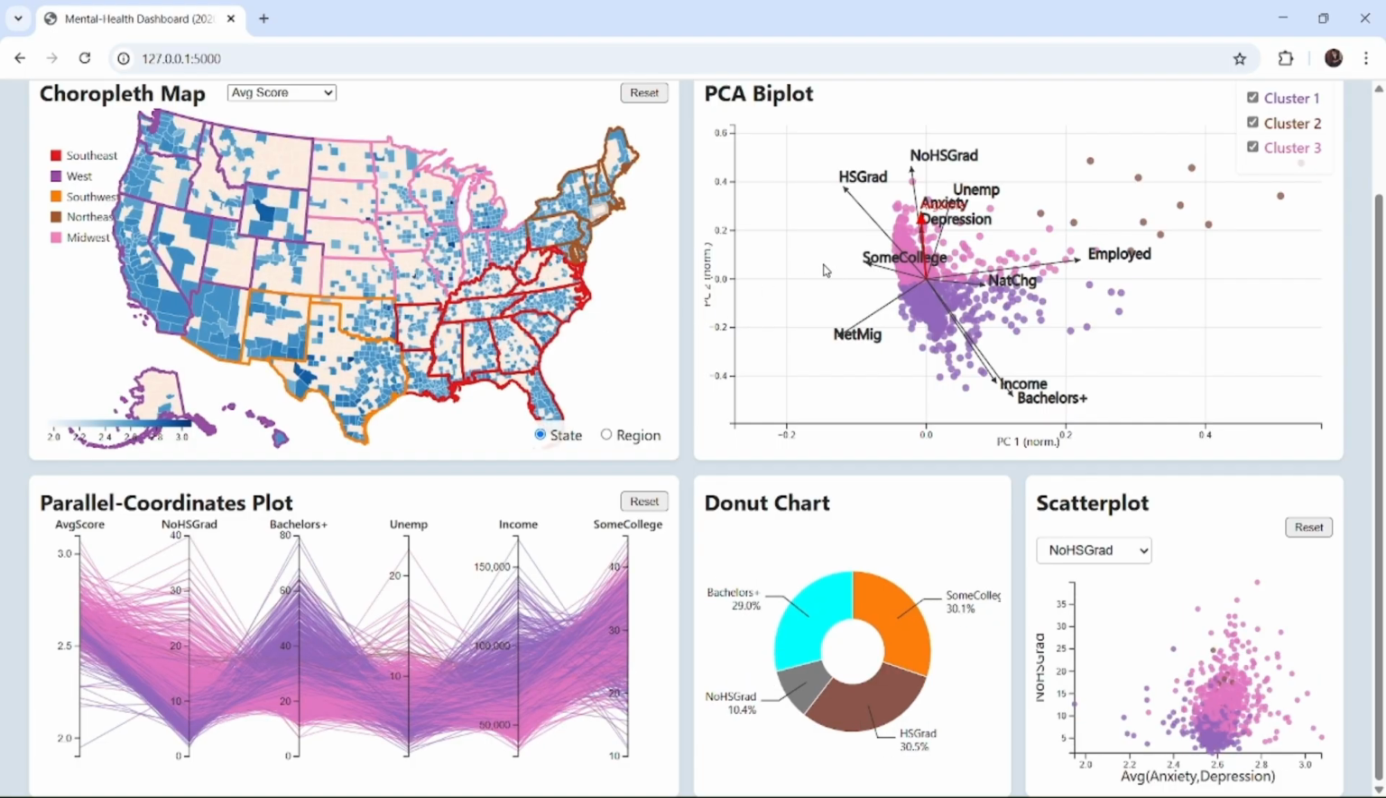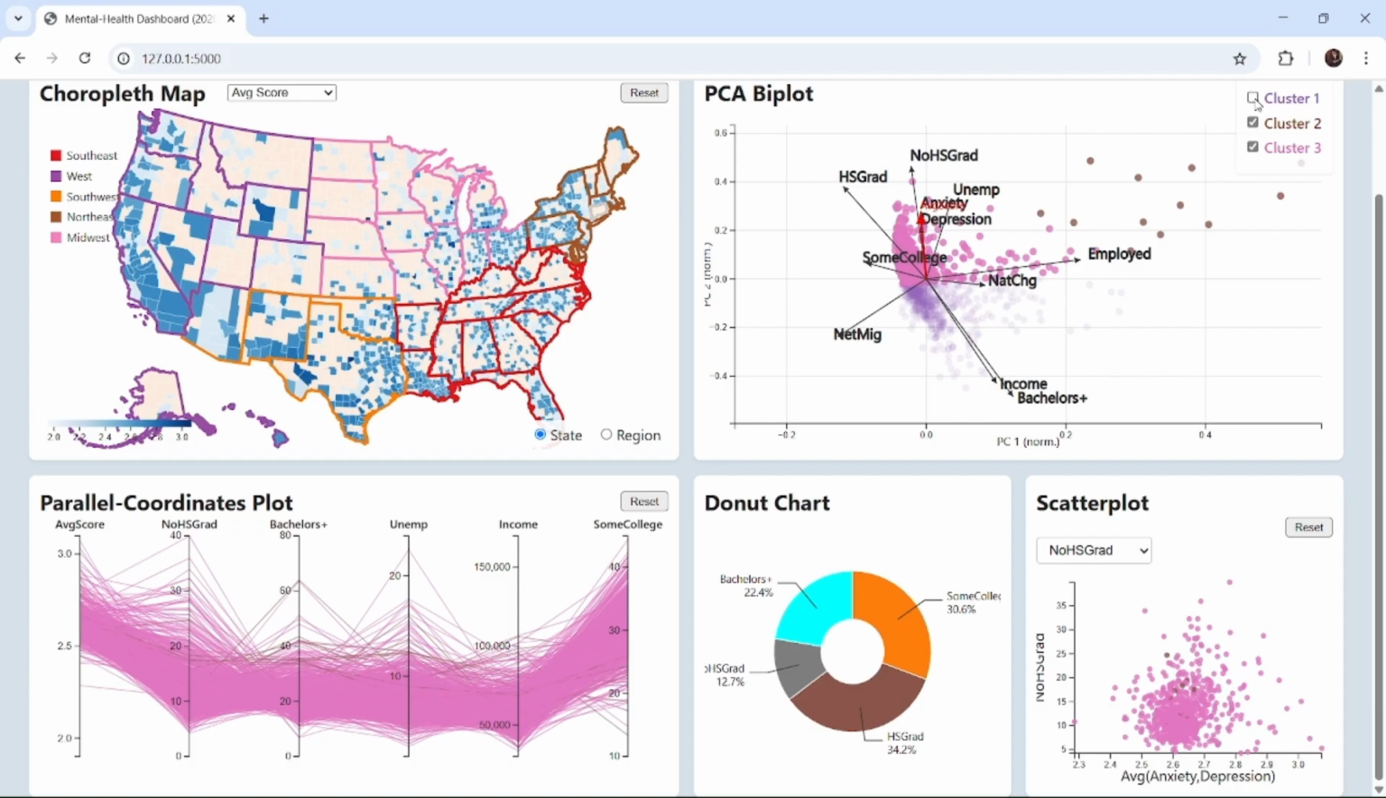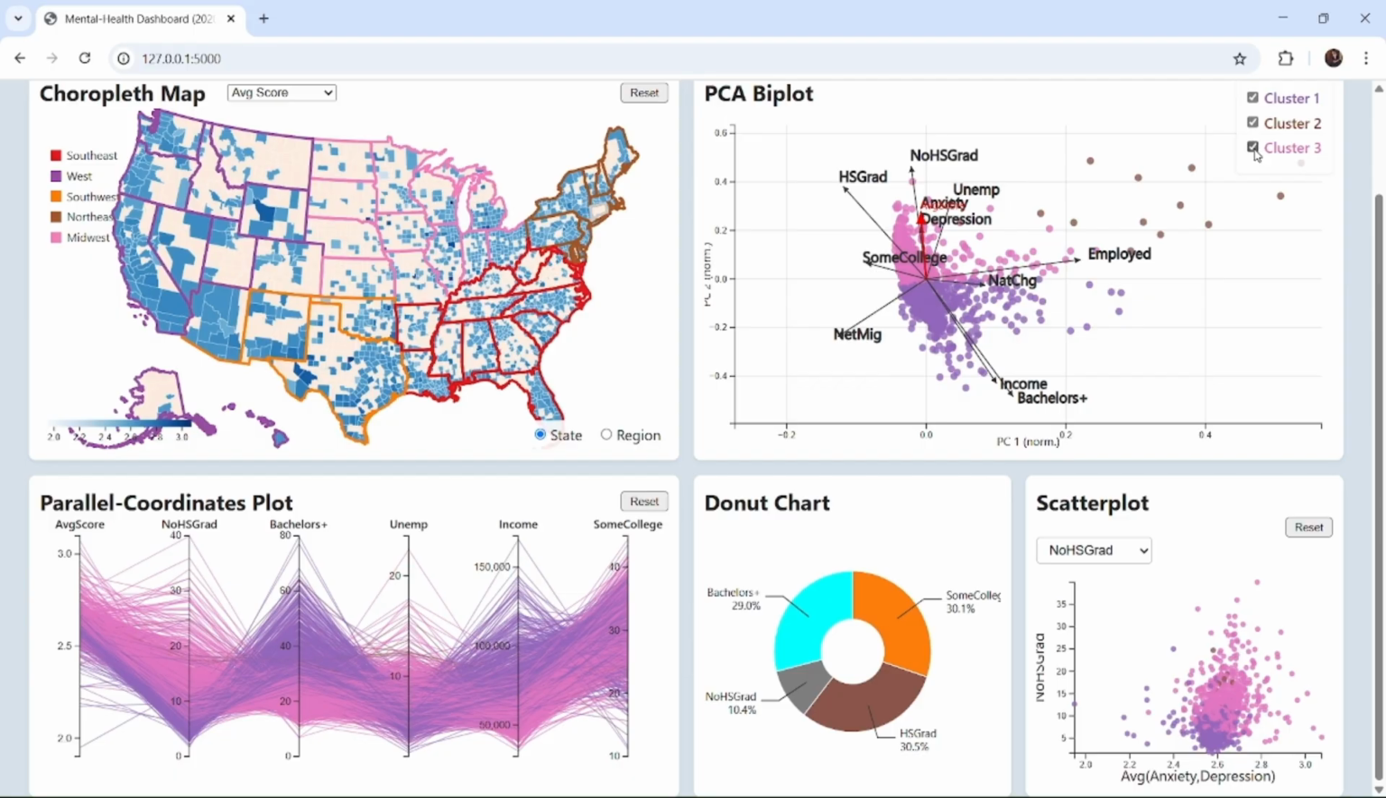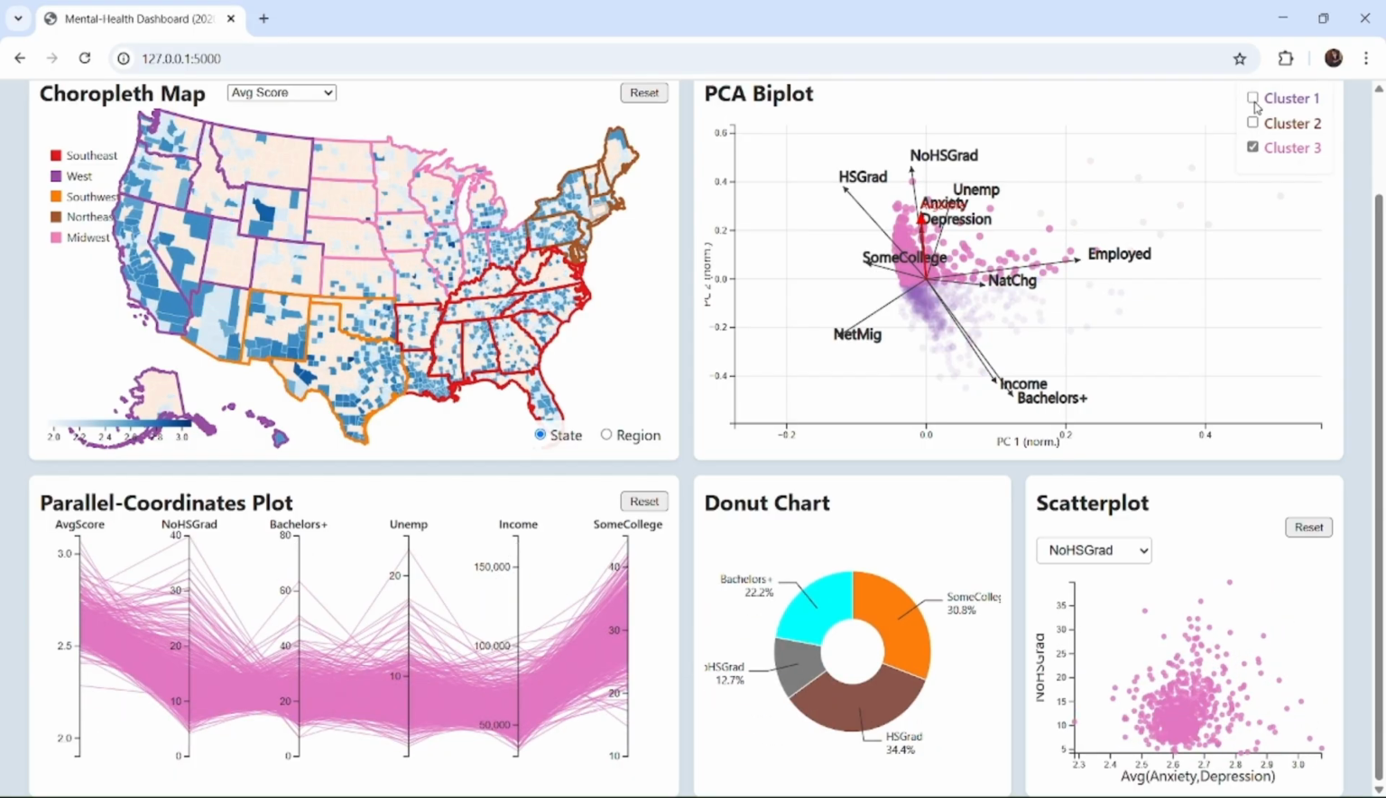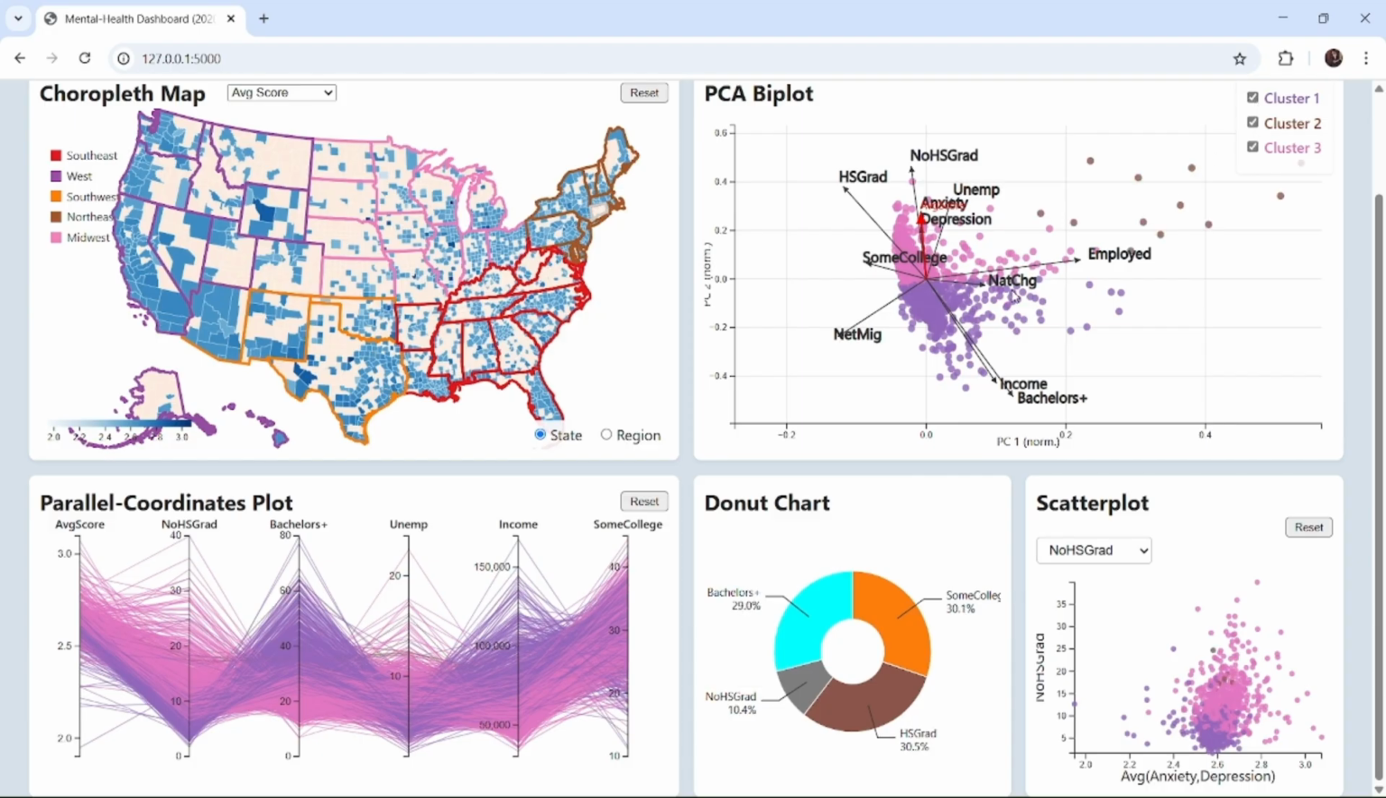Then we have the PCA biplot. This shows the result of a principal component analysis where we applied k-means clustering to segment counties into three meaningful groups. Feature vectors are overlaid to highlight which socioeconomic variables are most influential. You can selectively highlight clusters to explore their patterns across all the other views. You could select just one or two or any combination of the clusters.